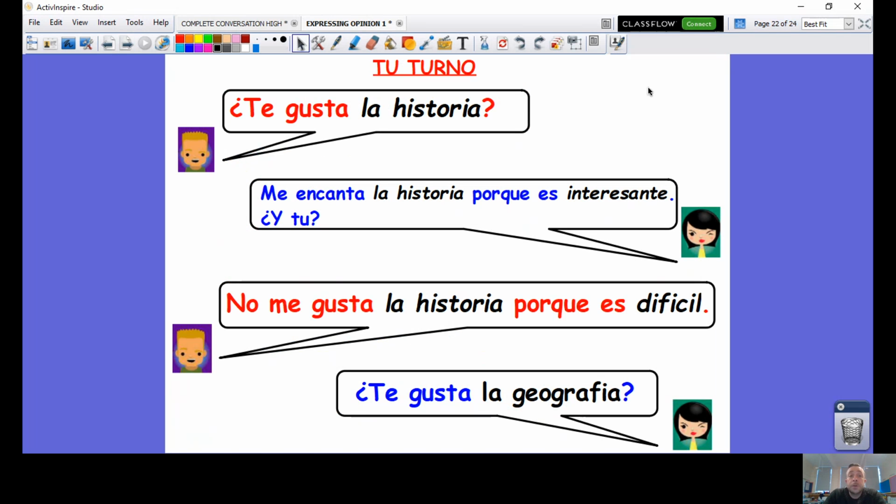Now, let's have a look at this conversation. I will be the boy on the left, and you'll be the girl, and then we'll swap round. I'm going to ask the question. ¿Te gusta la historia? No me gusta la historia porque es difícil. Me encanta la geografía porque es interesante. Muy bien. Let's swap roles. You're going to start with the question, and don't forget, you're going to have to finish when I ask you about geography. You ready?